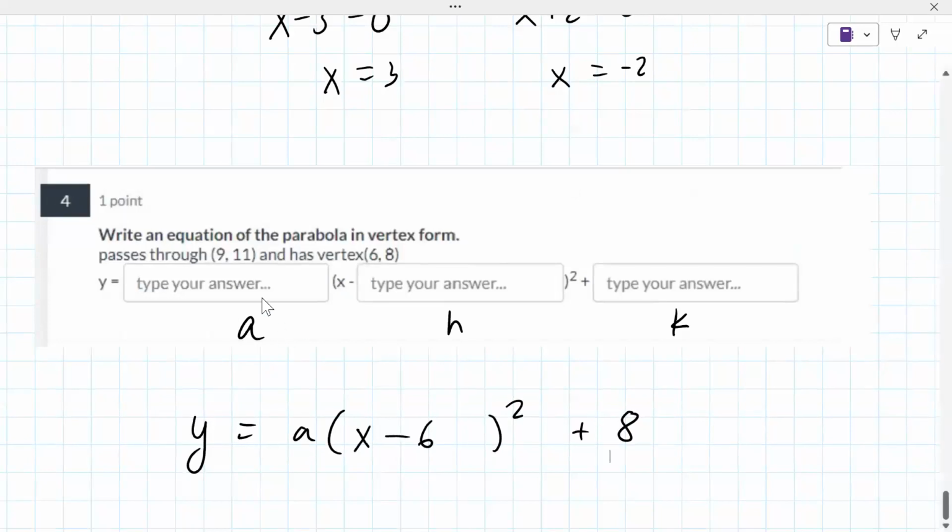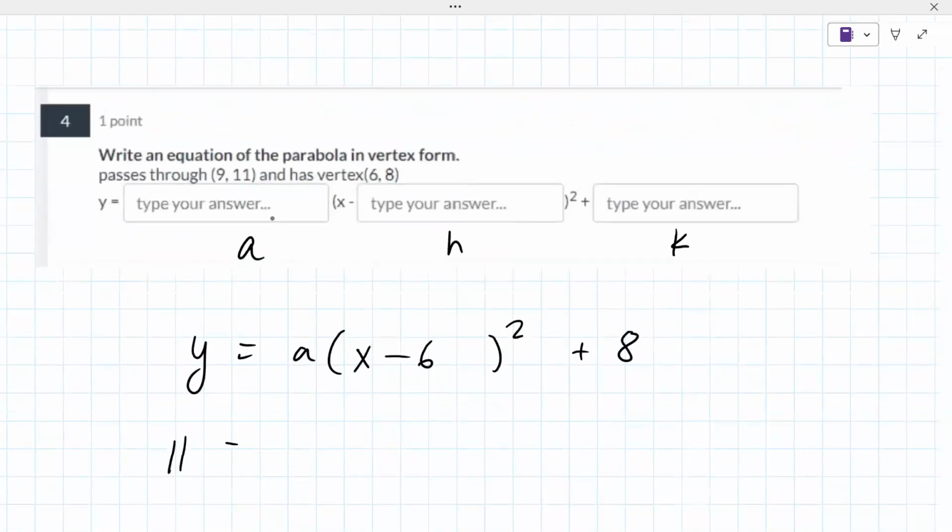Okay, now we're going to use the other point here to find A. You've done this a bunch of times now. 11 equal to A, 9 minus 6 squared plus 8. Will you solve that for A, please? Did you get 1/3 for A? Yes, A is 1/3. Okay.